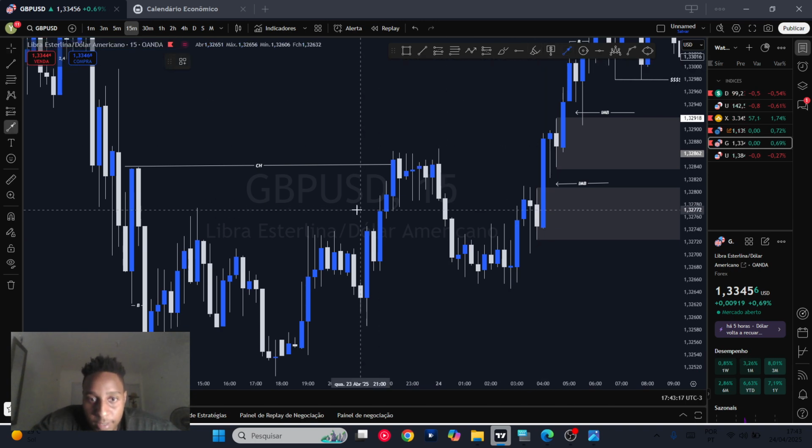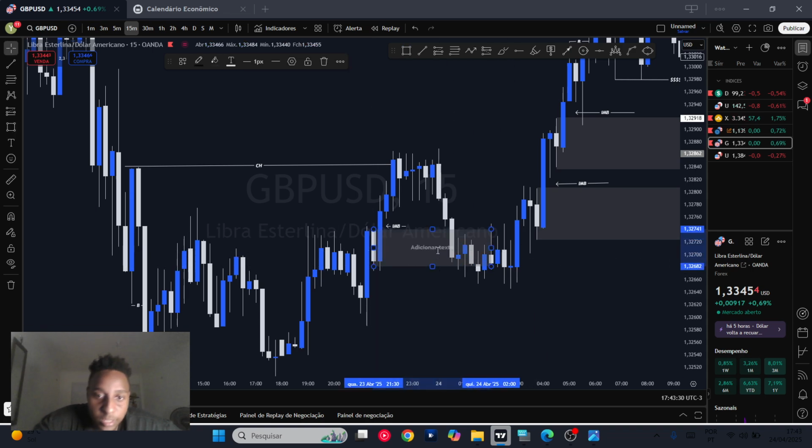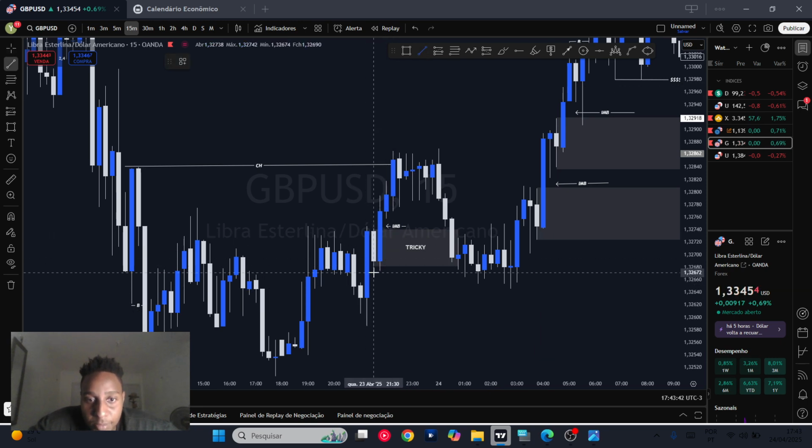Can you find it? Yes, this is our imbalance, right? This is our tricky zone. Did we see confirmation on our tricky zone? No. If we didn't see confirmation in our tricky zone, price must have tapped this zone two times to confirm entry. This means this tricky zone becomes liquidity right here.